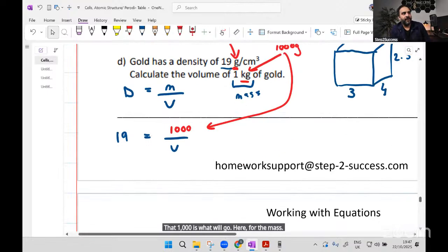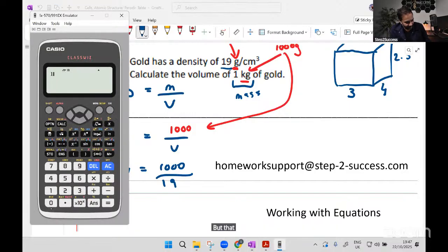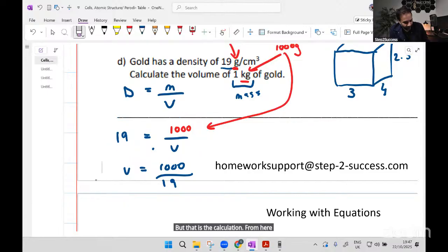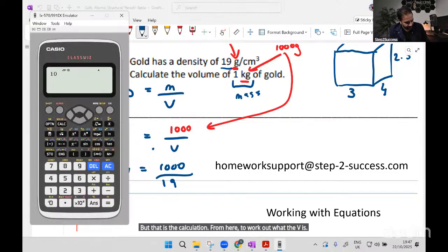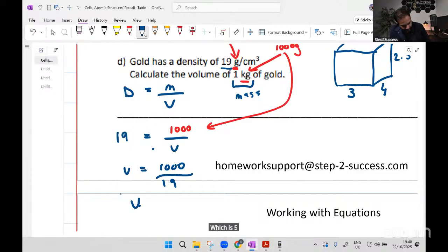And then if you want to work out volume from here, volume is going to be 1,000 divided by 19. I'm skipping a step here just to speed things up a little bit. But that is the calculation from here to work out what the V is. It's 1,000 divided by 19, which is 52.6.